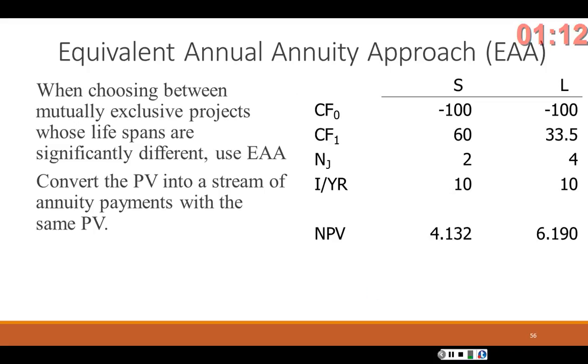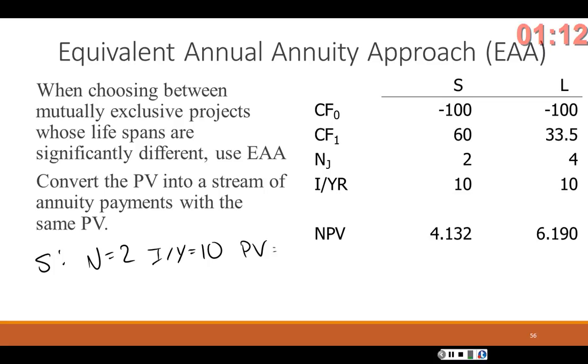To determine this, we need to use the equivalent annual annuity approach. So when you choose between mutually exclusive projects with different lifespans, you use the equivalent annual annuity approach. You convert the present value into a stream of annuity payments with the same present value. So for the short project, you would say n is equal to 2. The interest rate is 10. The present value is equal to the net present value.